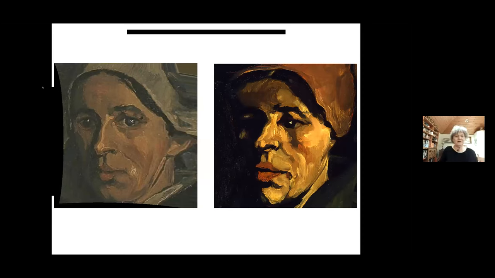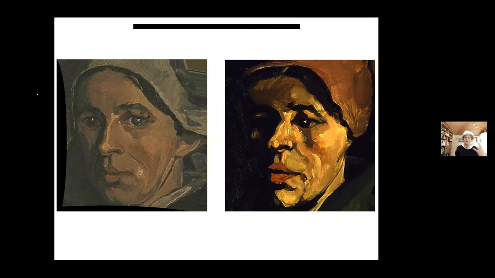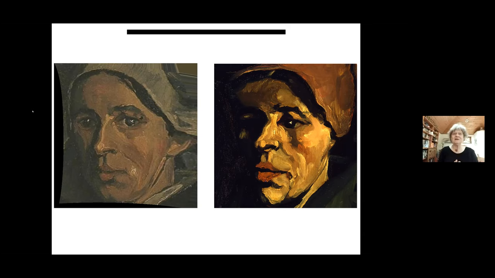So the reason people wanted to know was a series of paintings of portraits that Van Gogh painted when he was in Nuenen with his parents, before he lived with Theo and then went to other areas of France.